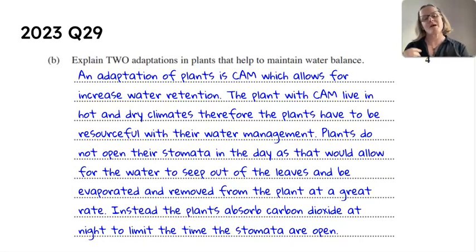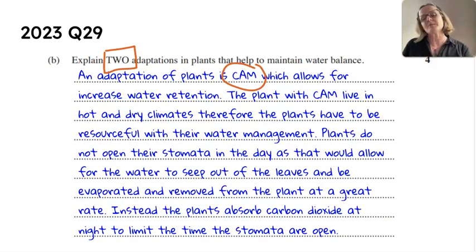What I think is quite interesting about this response is that it is very scientific, given that they didn't write anything particularly scientific earlier on. They're talking about CAM plants, which is a special adaptation, especially for increasing water retention, and it's a really good response. Unfortunately, it is only 1 response, 1/2 of the question's response. So they've only talked about 1 adaptation, not 2.